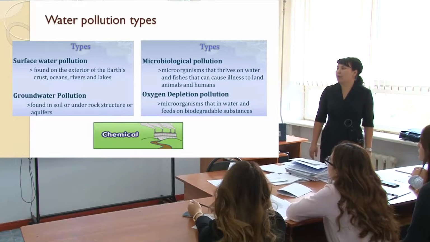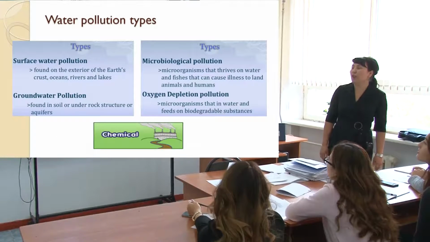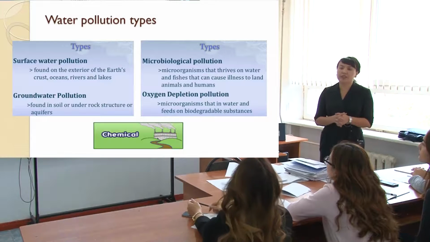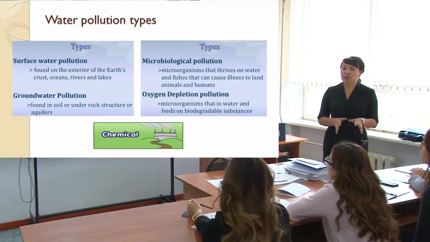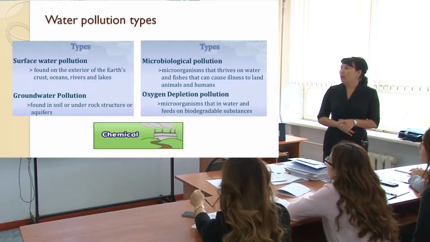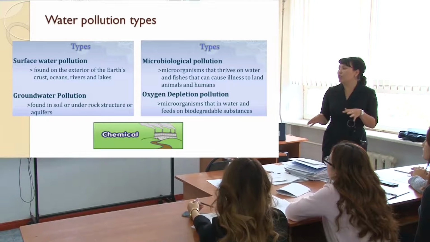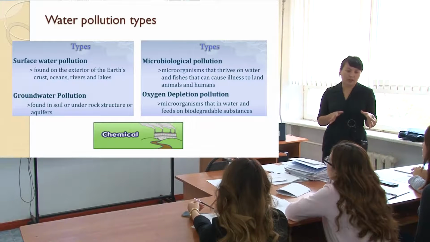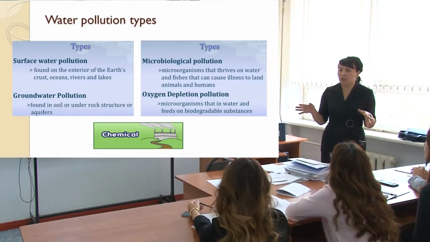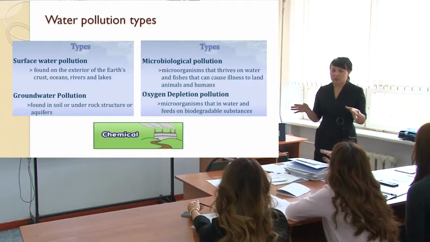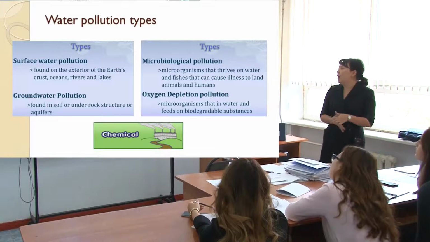Water pollution types. Surface water pollution is found on the exterior of the earth's crust: oceans, rivers, and lakes. Groundwater pollution is found in soil or under rock structures or aquifers. What is a rock structure? It's a structure. Yes, yes.